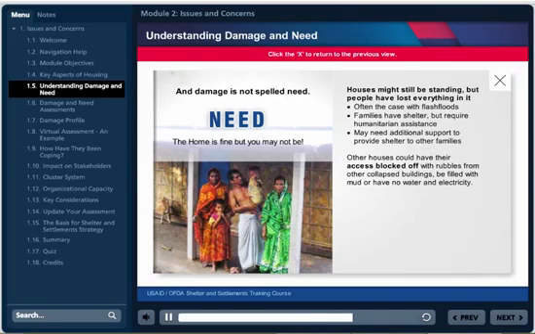Other houses could have their access blocked off with rubble from other collapsed buildings, be filled with mud, or have no water and electricity. It is important that we consider their wider need for assistance beyond visible damage.